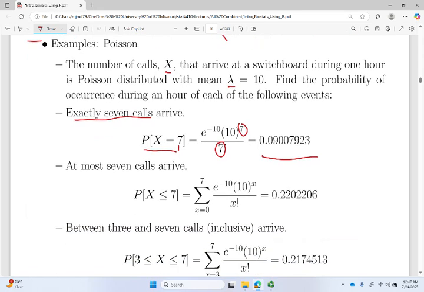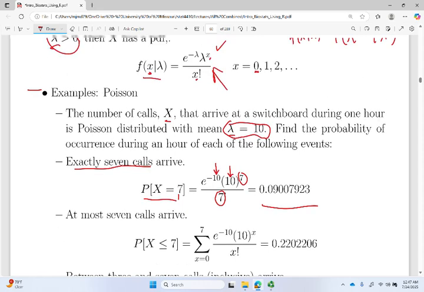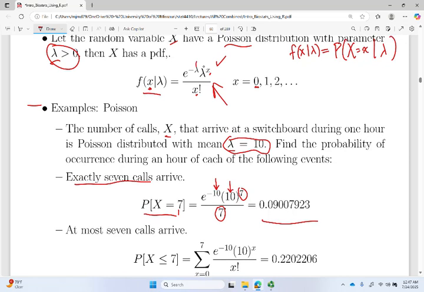Now notice this value here, the 10 and the 10, that's lambda. So you have to know what its mean process is, right? So that's lambda and lambda.